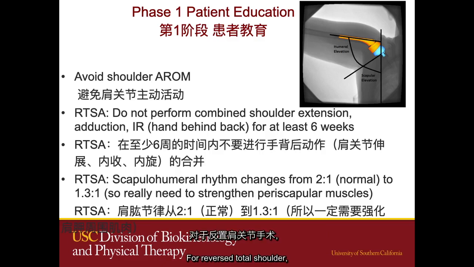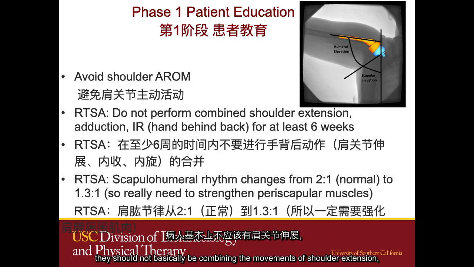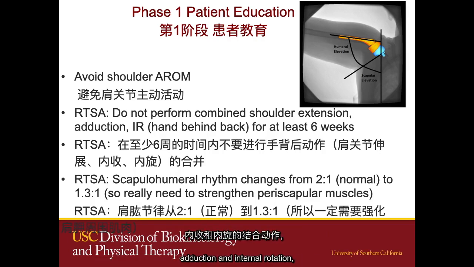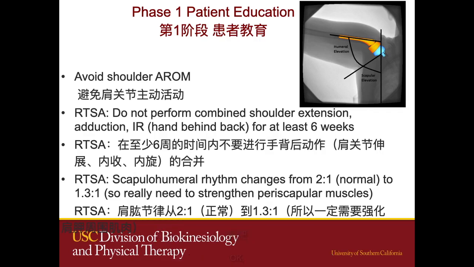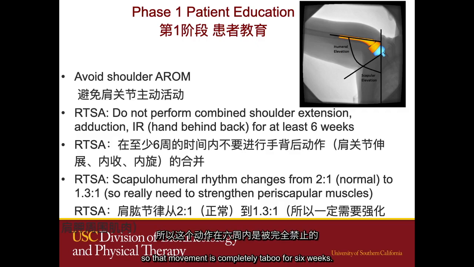For a reverse total shoulder, they should not be combining the movements of shoulder extension, adduction, and internal rotation, which is putting your hand behind your back. They should not be performing that for at least 6 weeks. Okay, so that movement is completely taboo for 6 weeks.